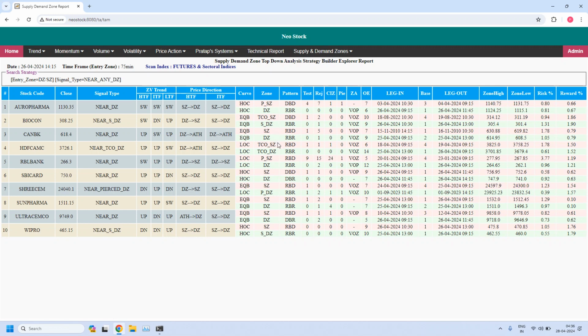Anything else? And we have one more stock, Wipro. So Wipro is also having a high liquidity demand zone, 75 minutes demand zone. So we have identified 2 75 minutes high liquidity demand zones from this report. So let me go back.